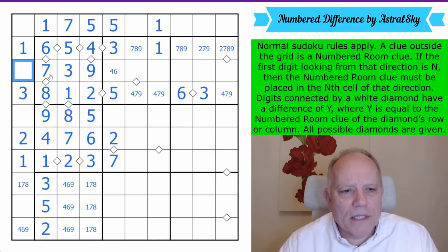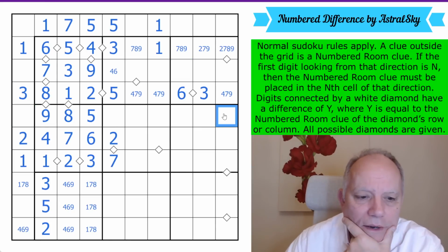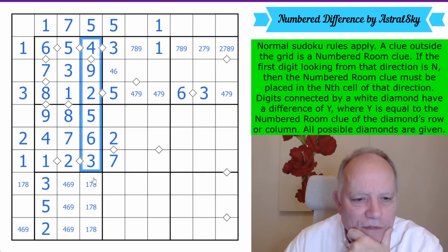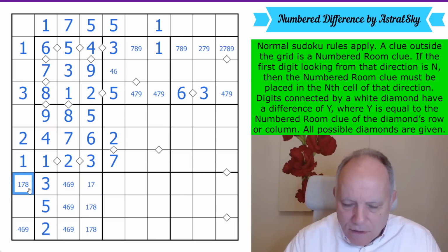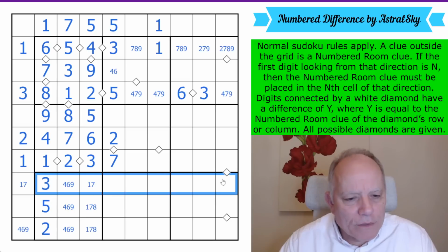This is putting something in numbered room 7 there. This is putting something in numbered room 9. Now I have to avoid 5 differences in the rest of this column. So that's not an 8. That means this is not an 8. That means the difference in this row is 1 or 7. In a row with no diamonds, 1 is a little bit constrained, but I don't know.